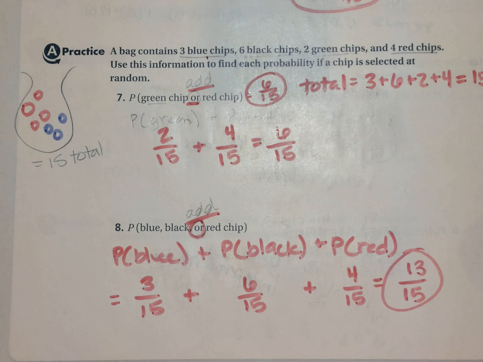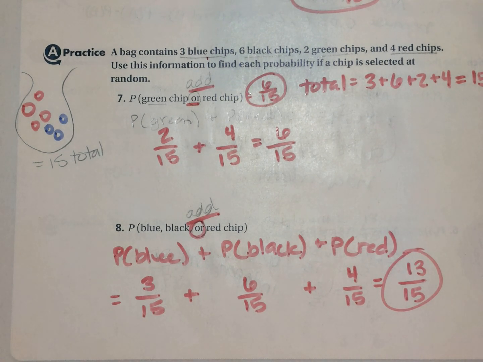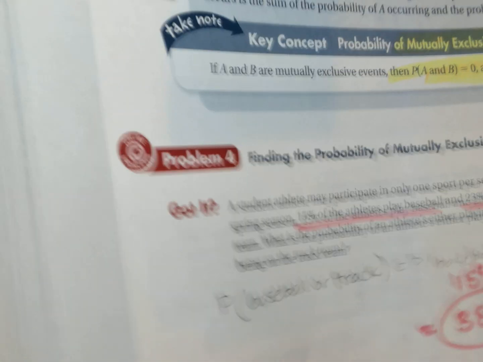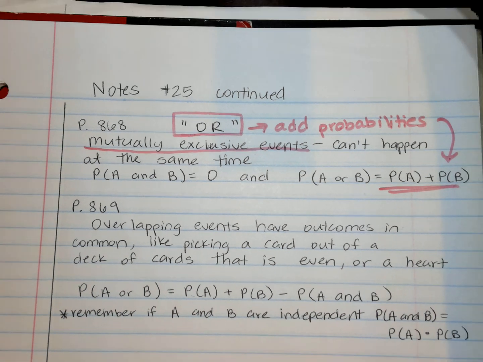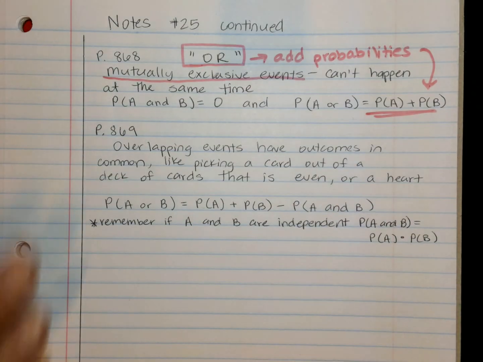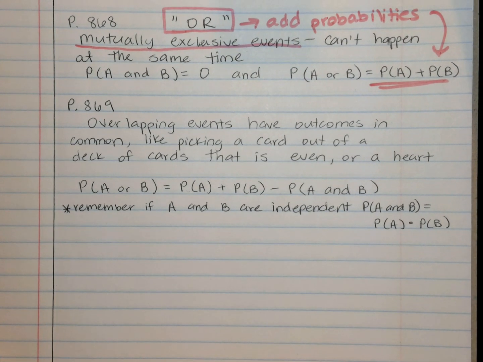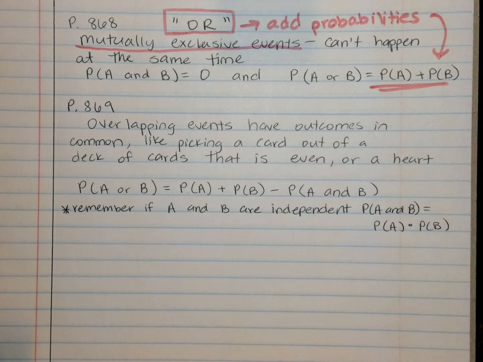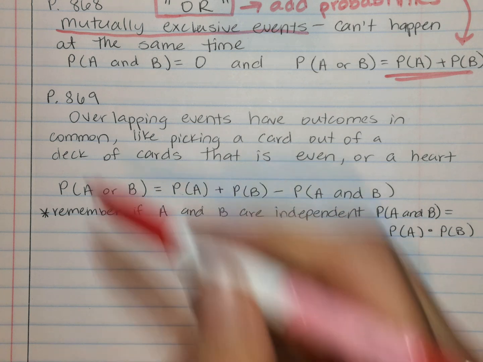All right, so real quick, there's one more thing to learn about, which is called overlapping events. So add this into your notes. Pause if you need to. Oh, let me move that. Okay. So this is just on the next page over, page 869.